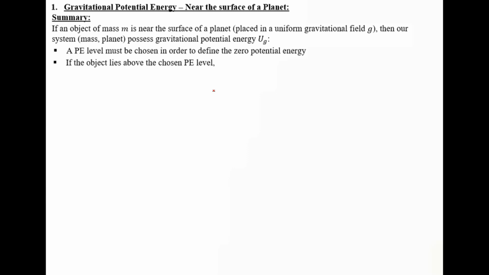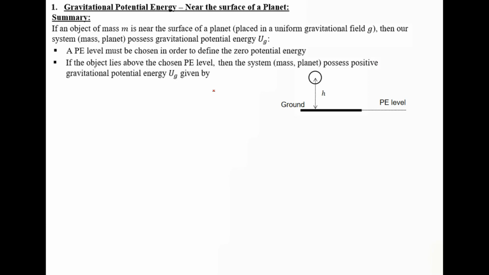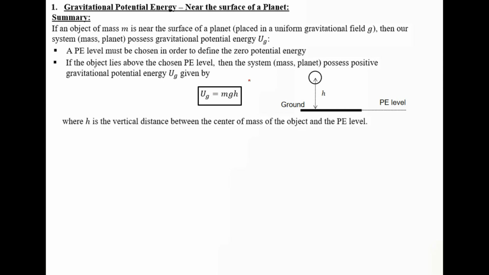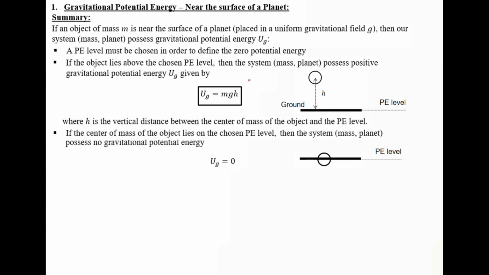If the object lies above this PE level, for example like that, we have an object which is at a distance h above the PE level, then the system possesses positive gravitational potential energy given by mgh, where h is the vertical distance between the center of mass of the object and the PE level. If the center of mass of the object lies on the chosen PE level, that would give us 0 gravitational potential energy.